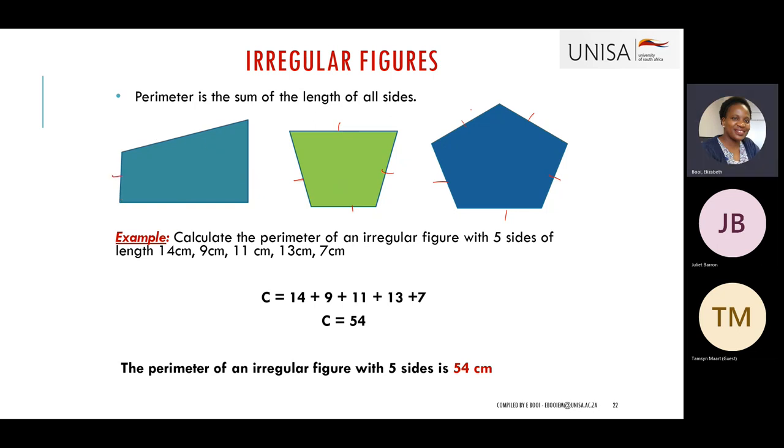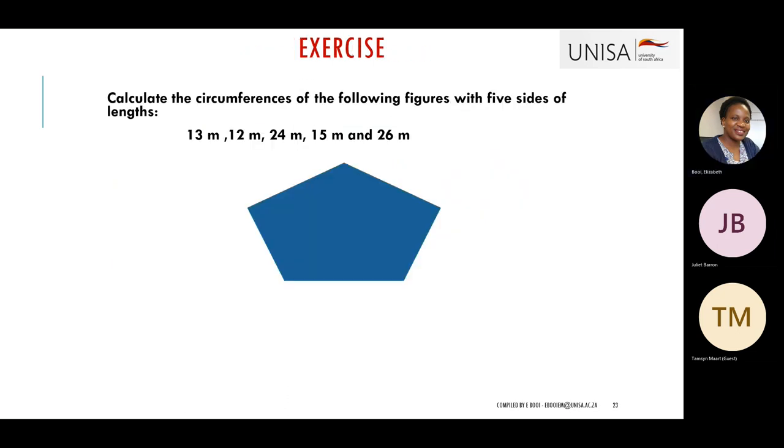So calculate the perimeter of an irregular shape with 5 sides of 14 centimeters, 9 centimeters, 11 centimeters, 13 centimeters, and 7 centimeters. Because it's 5 sides, I can use this. If this one is 14 centimeters, it doesn't have to be drawn to scale. 14 centimeters, 9 centimeters, 11 centimeters, 13 centimeters, and 7 centimeters. With the perimeter, I just add all the sides. So it's 14 plus 9 plus 11 plus 13 plus 7, which will give me 54 centimeters. That makes it easier when you have an irregular shape. So now I'm not going to ask you to answer this because it's the same exercise as that.